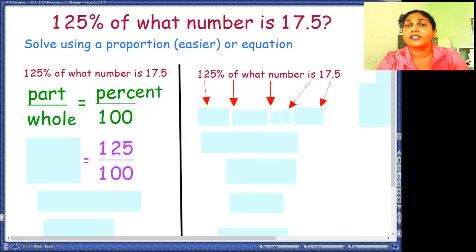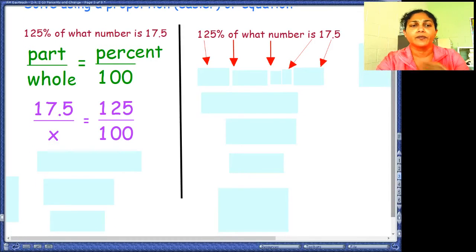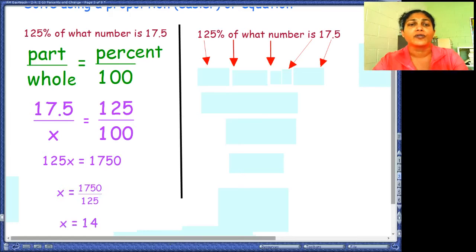Is this 17.5 a part or a whole? Read it carefully. 125% of what number is 17.5? The 17.5 goes in the numerator, and you have to find the whole number. We're now going to just cross multiply. So we have 125x equals 1750. Divide both sides by 125, and the answer is 14.